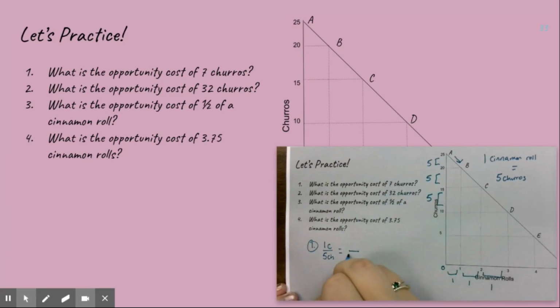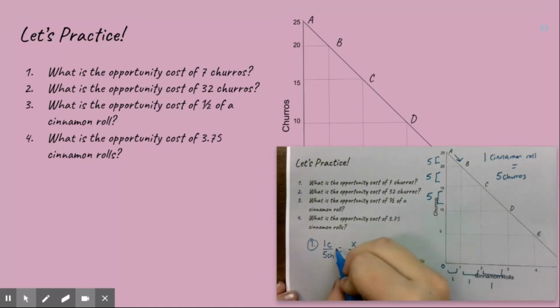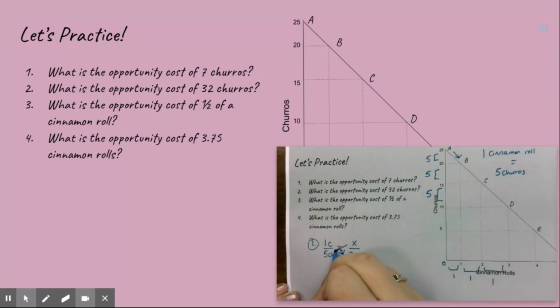Always put like terms on the same part of the fraction. So I'm doing churros on the bottom. I want to keep my churros on the bottom. But we don't know how many cinnamon rolls. Uh-oh. So we put in a variable. Cross multiply. 1 times 7 is 7. 5 times x is 5x.